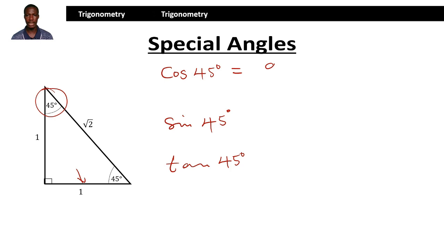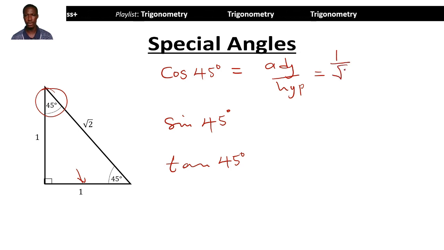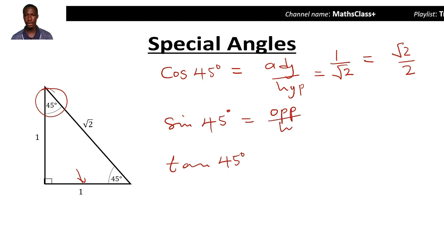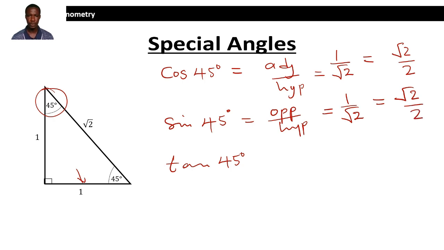So cos is adjacent over hypotenuse, which gives us 1 over root 2, which we can rationalize to obtain root 2 over 2. That's cos 45. Then sine 45 is opposite over hypotenuse, which also gives us 1 over root 2, which we can also rationalize to obtain root 2 over 2. I hope we are making sense.